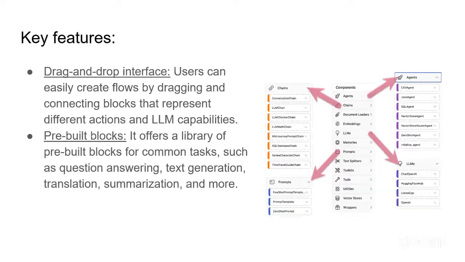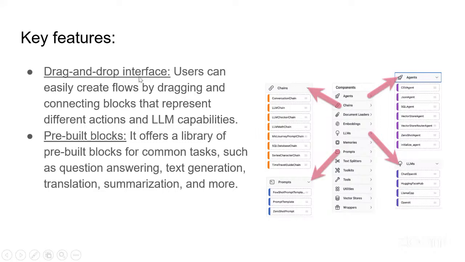These are the key features. Here we can see the chain functions. These are the prompts available: zero shot, few shot prompting, likewise. And these are the components with respect to our model. Then these are the key features.